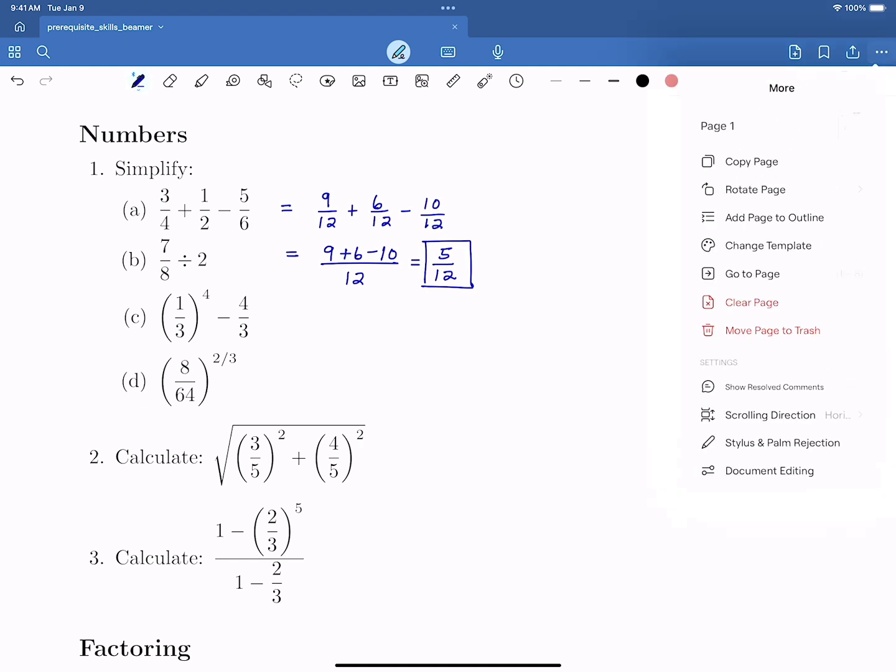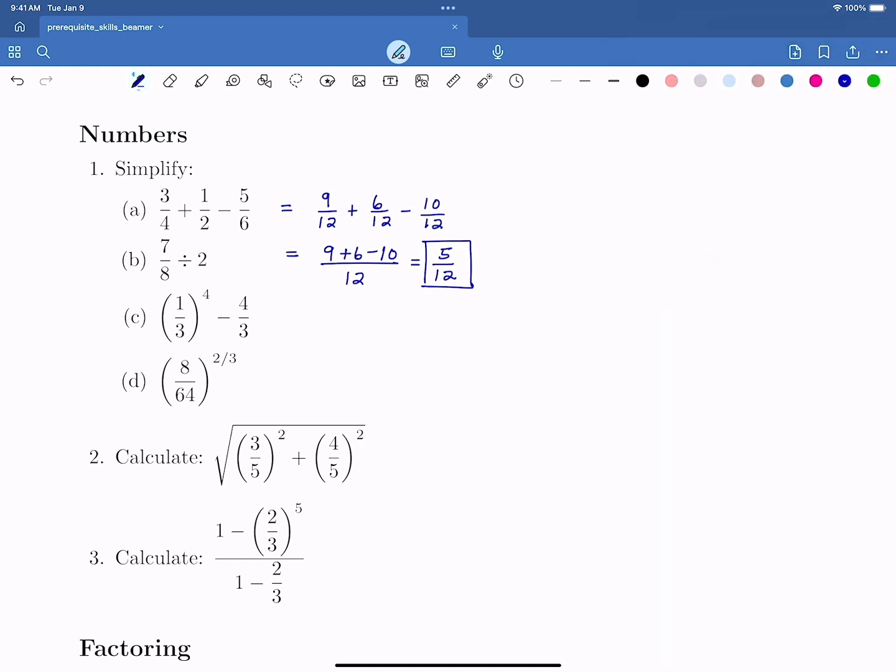For the next problem, we have 7/8 divided by 2, and dividing by 2 is the same as multiplying by 1/2. When we're multiplying fractions, we multiply our numerators. 7 times 1 is 7. We multiply our denominators. 8 times 2 is 16. That fraction cannot be further reduced, so our final answer is 7/16.